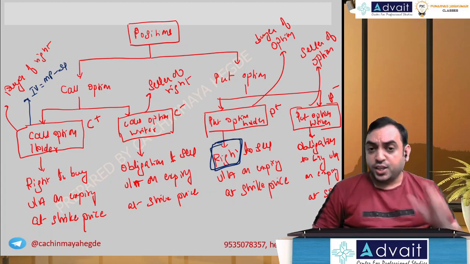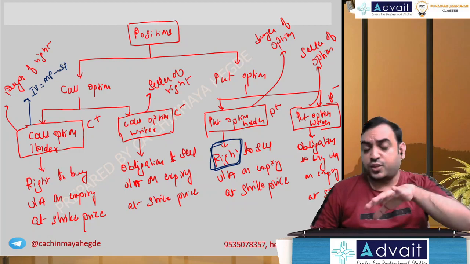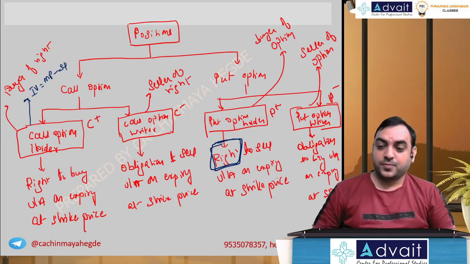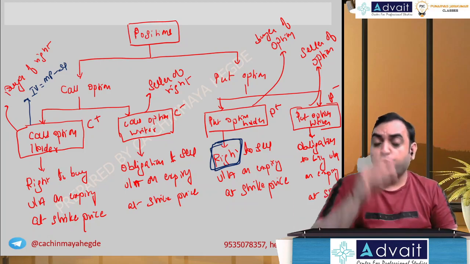Hope you are able to get it. You are getting a right. Right means what? You decide to sell or you don't decide to sell. But for that right, you need to purchase. Right to sell, the right you need to have. For that right, you have to make a payment.